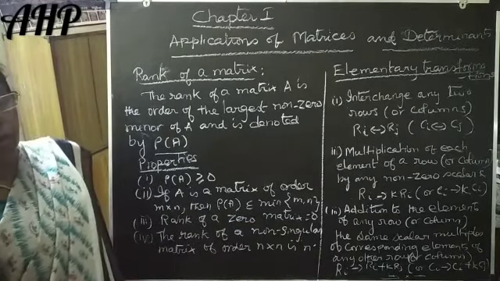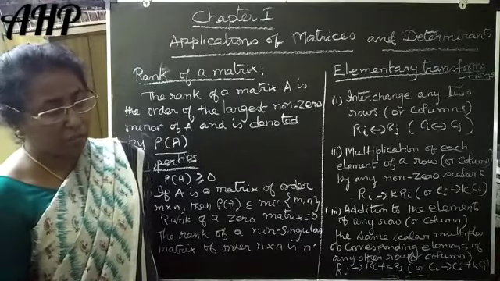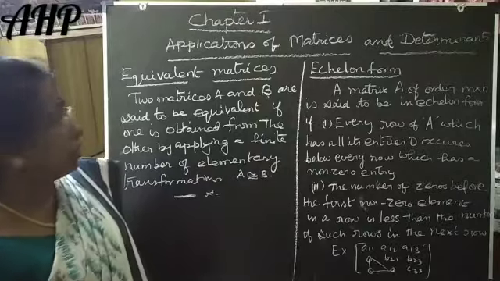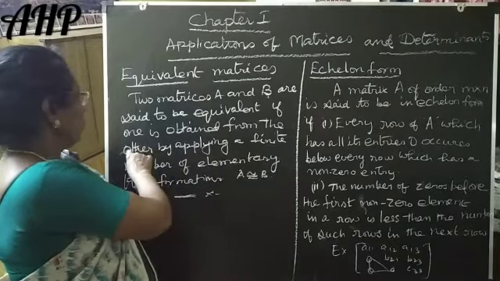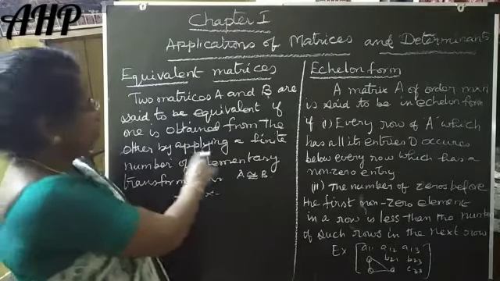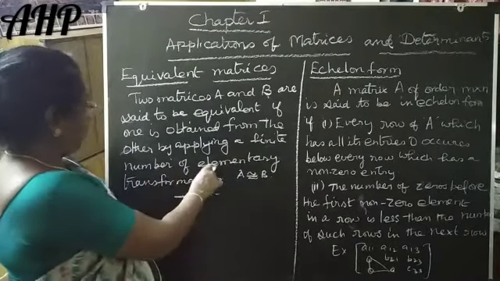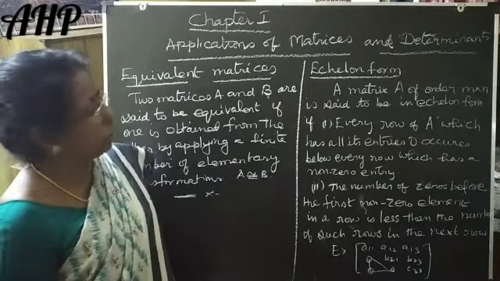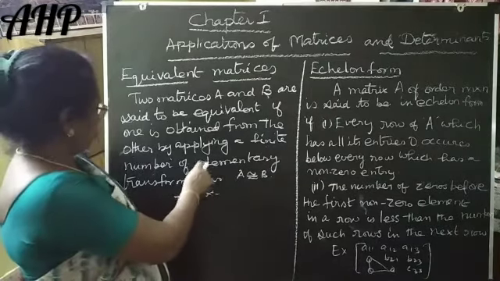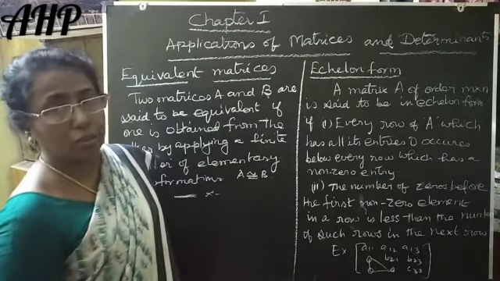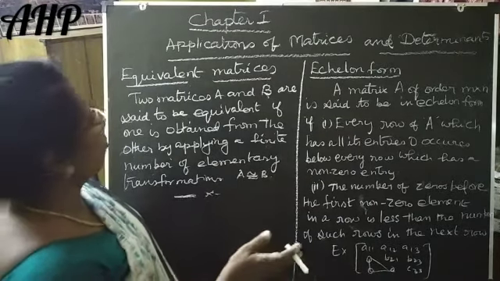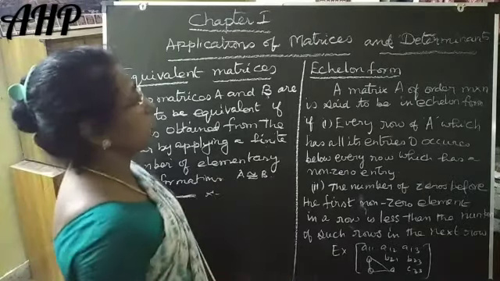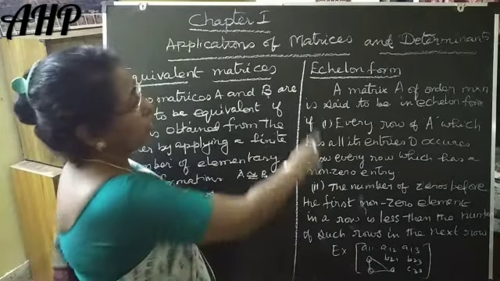We also see what equivalent matrices are. Two matrices A and B are said to be equivalent if one is obtained from the other by applying any finite number of elementary transformations. Elementary transformation is nothing but transforming the rows and columns. Now the next is echelon form.